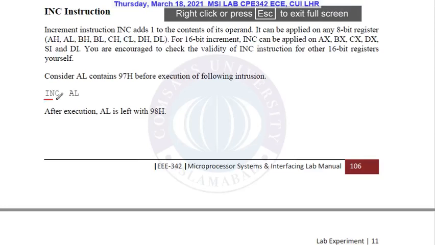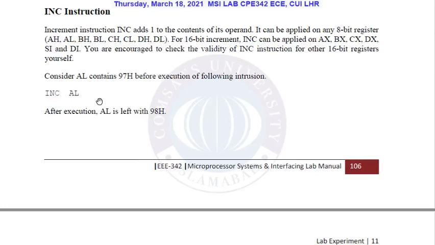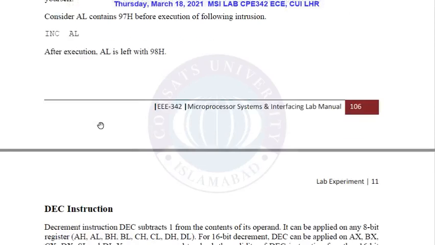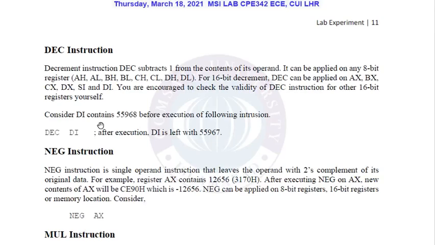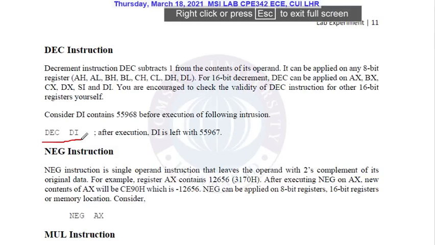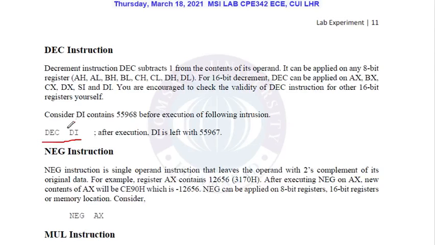So basically, this command is used to increment the value in any register, in any operand that is placed after the space in case of the INC instruction. Similarly, there is another instruction that is known as DEC. Basically, that instruction is the abbreviation of decrement, and this instruction subtracts 1 after its execution. For example, if I write DEC space DI, that will decrement the value of DI by 1, and the new or updated value will also be stored in DI.